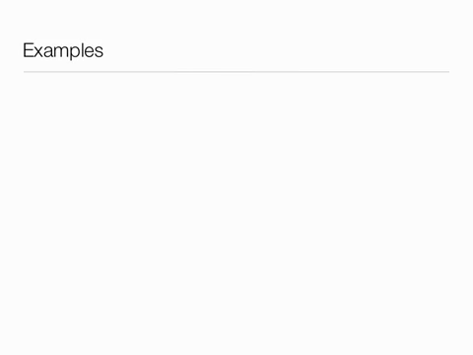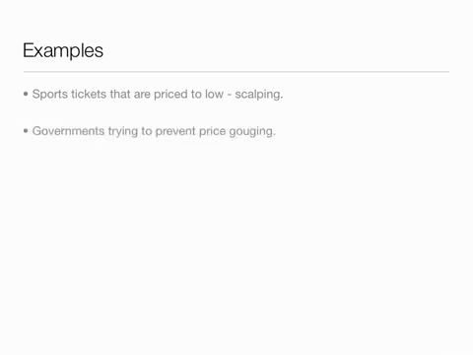Some examples. Sports tickets that are priced too low, scalping. We have a black market going there. The government's trying to prevent price gouging. Black markets, some type of price ceilings in place, or some type of market control, or secondary markets.